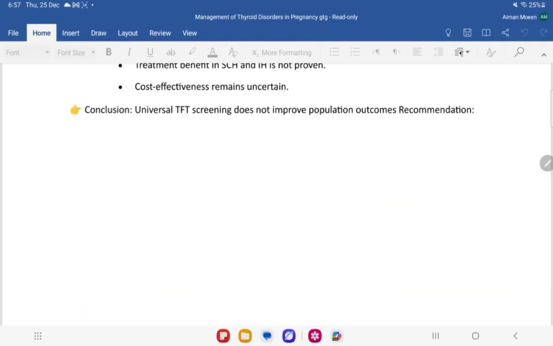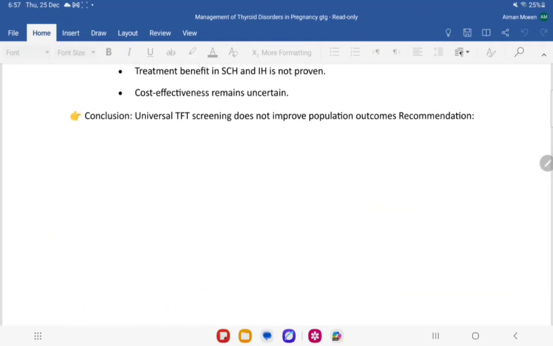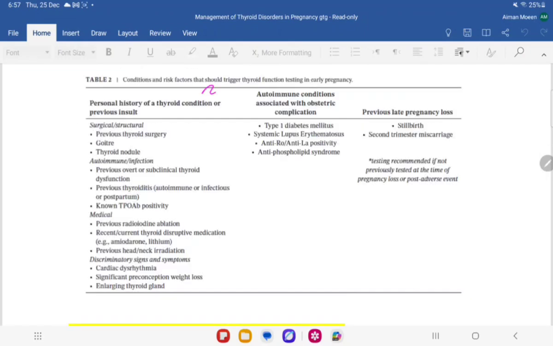So the conclusion is that universal testing is not recommended. These are the conditions that should trigger thyroid function testing in early pregnancy. This is really important. So any woman, if you get it in your MCQs, in exam questions, in scenarios, vivas, structured discussion, they can ask you about a woman who has these risk factors, you have to say in the booking investigations the thyroid function test. We will start from here.